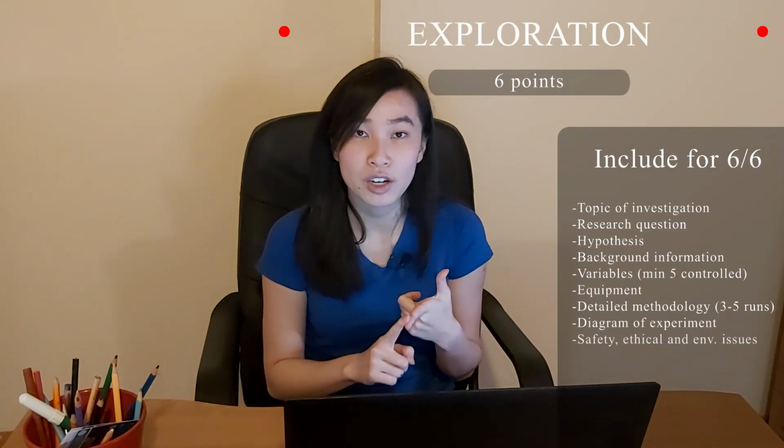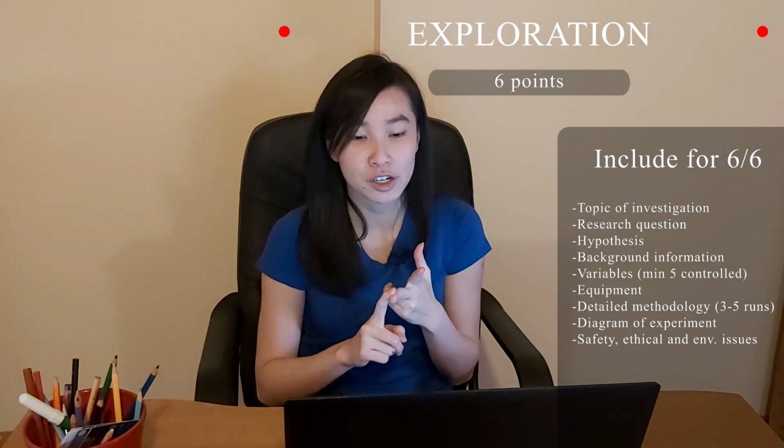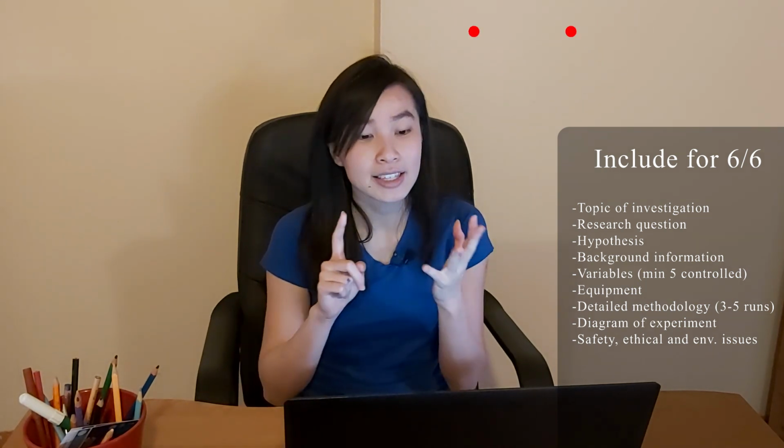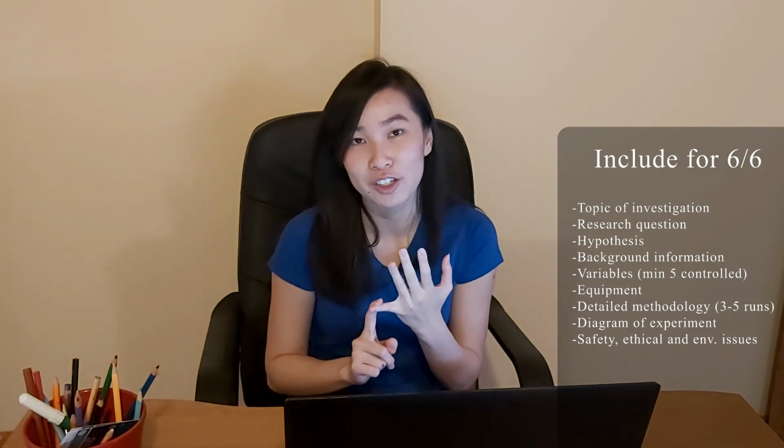For exploration, they want, firstly, topic of investigation, secondly, research question, background information, methodology, and safety and ethical and environmental issues. So those are the topics or the kind of subtitles that they want you to include in this exploration section. Next part is analysis, and this part is a little bit more complex and a little bit more difficult because it involves the processing of the data that you get from the experiments.